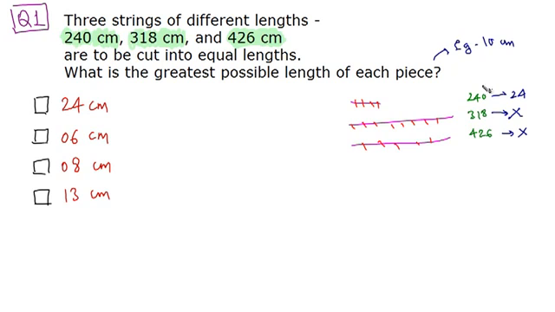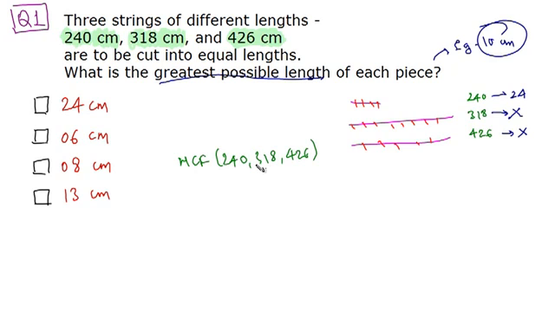So you ought to take a common factor of these three numbers. And if you want the greatest possible length for this string, this number should be the greatest common divisor, that is the highest common factor of these three numbers. So there you go, you have the concept ready. You just have to find out the highest common factor of these three numbers. So HCF of 240, 318 and 426.